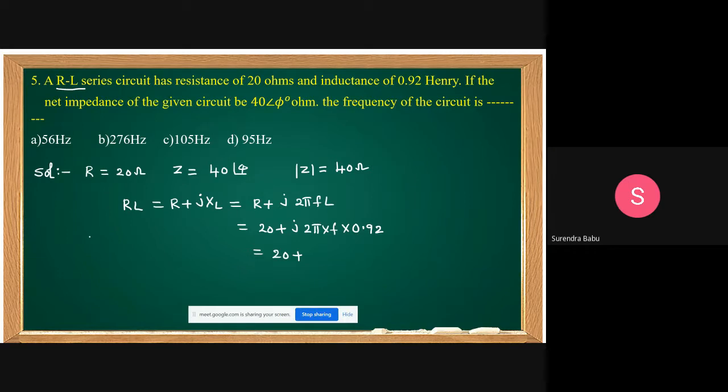Come on, students. It's not 0.92 Henry, this is 0.02 Henry. Can you change this one? 0.02 Henry. Now simplify, how much can you get? This is 0.02. 2 pi into 0.02, students. Please do the calculation.